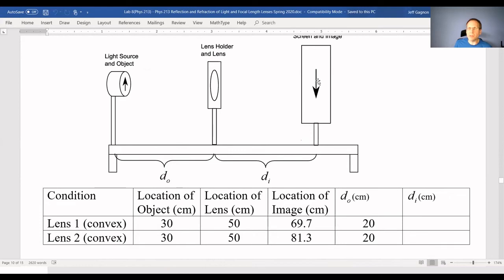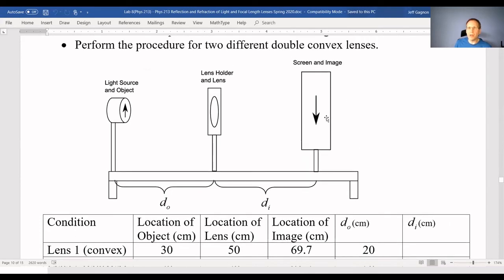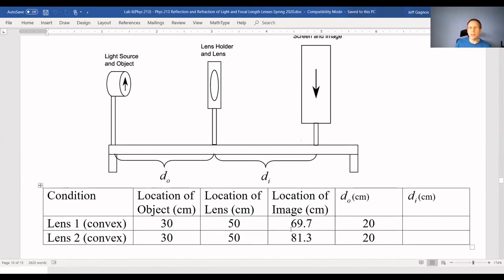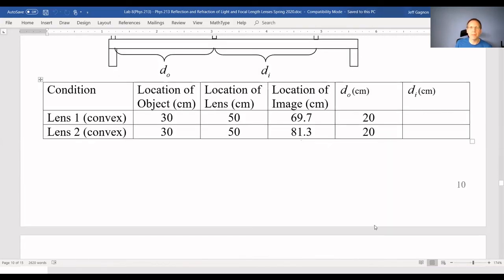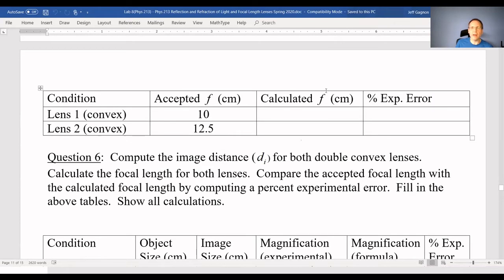Then I moved the screen, and again, you guys will see this in the video. I moved the screen so that the image was focused, and then I can take that location, wherever the screen is, and subtract the location of the lens, and that will be the image distance. So I'll have you guys calculate that. And then once you have that, we can calculate the focal lengths of that converging lens.